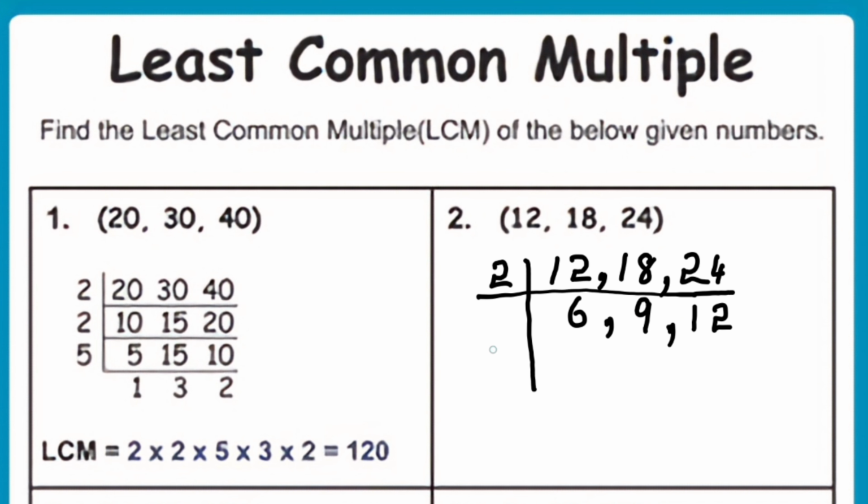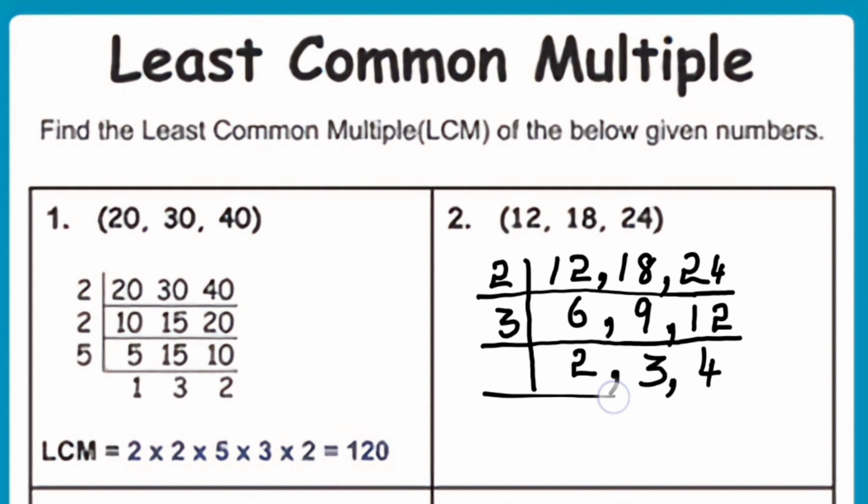Now in the next step we can divide the numbers 6, 9 and 12 by 3. So 3 2s are 6, 3 3s are 9 and 3 4s are 12. Now in the next step we can divide the numbers by 2. So we will get 2 1s are 2, 3 will be written as it is, as it cannot be divided by 2. Then 2 2s are 4. Now here itself we can stop dividing.